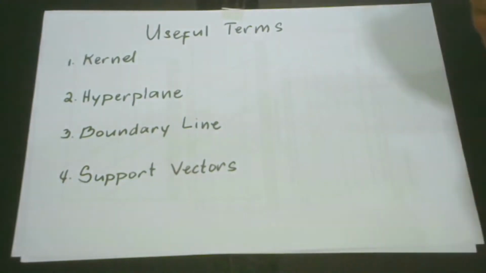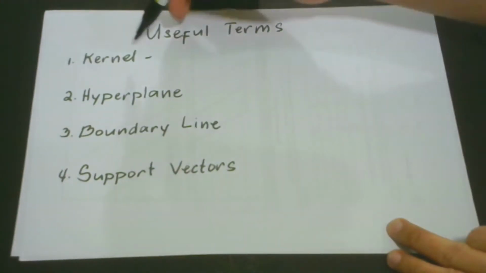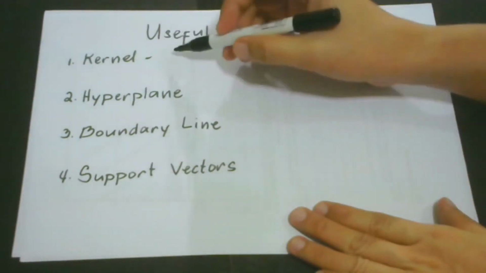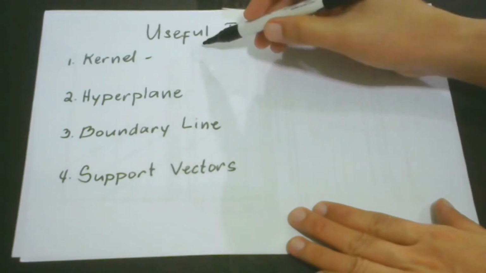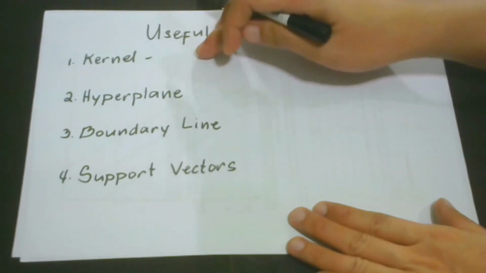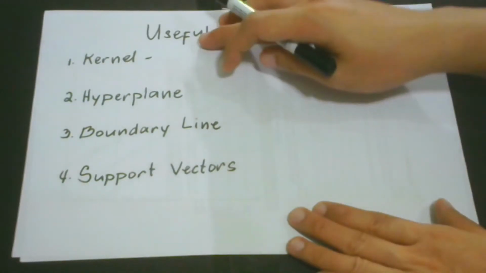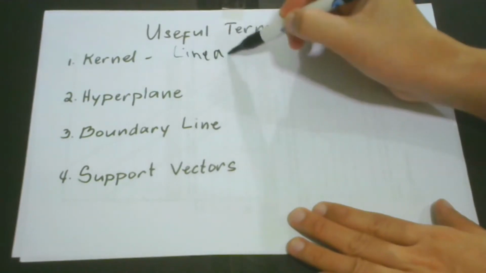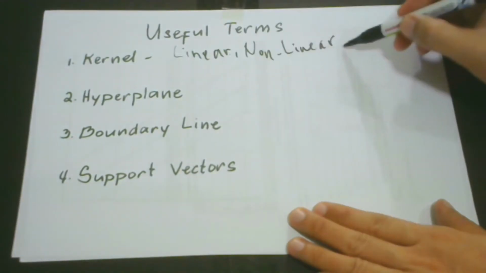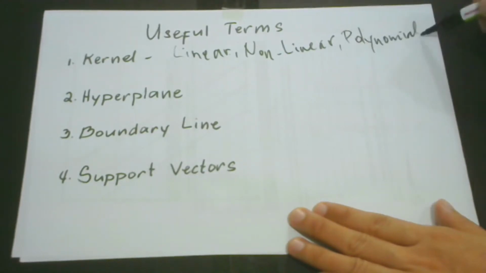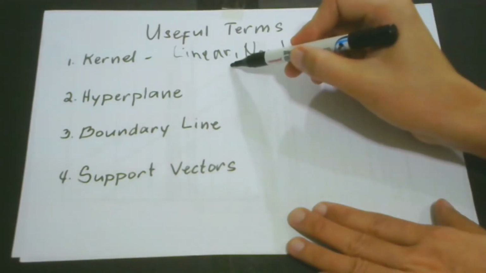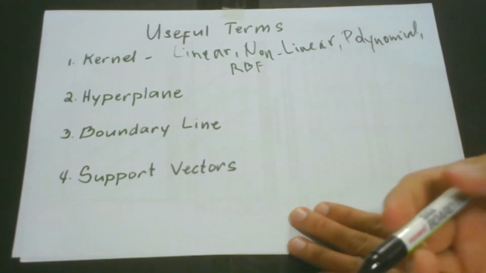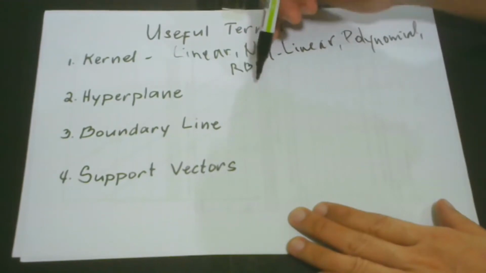Let's first start with kernel. What is it all about? When we say kernel, it is a set of mathematical functions. The function of kernel is that it takes data as an input and then it transforms the input into the required form. In support vector regression, we actually use a lot of kernels. So we have the linear, we also have the nonlinear, we also have the polynomial, and of course, we can never forget the radial basis function or RBF. Support vector regression uses RBF, or radial basis function, by default.